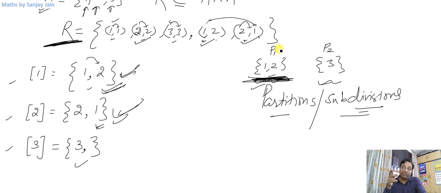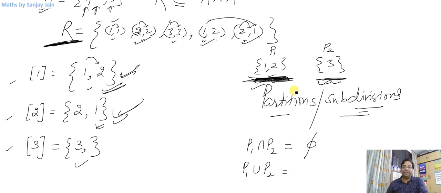If they had common elements, then these would not have been the partitions. So what I mean to say is, if I take the intersection of these two sets P1 and P2, it will be an empty set. There will be no common element in these two partitions. Or if I had any number of partitions P1, P2, P3, up to Pk, there cannot be common elements in those partitions. And if I take the union of these partitions, it will give me the set A back.